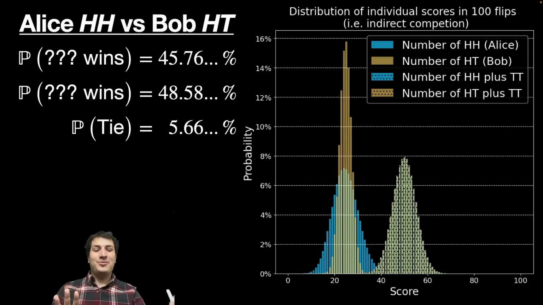So if you've never thought about it before, I highly encourage you, take a guess who you think is going to win. Is it going to be Alice or is it going to be Bob? In the rest of the video, I'll tell you the answer and show you some nice intuition on why.